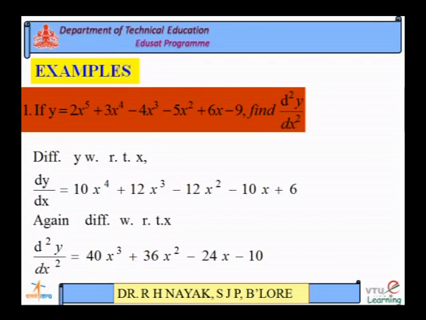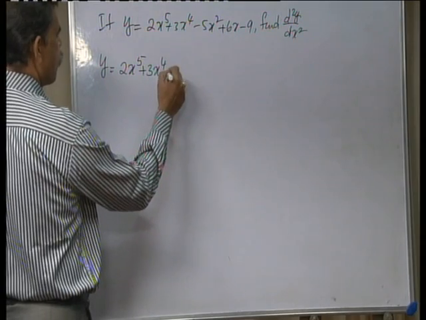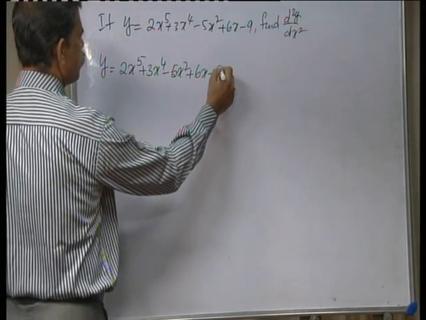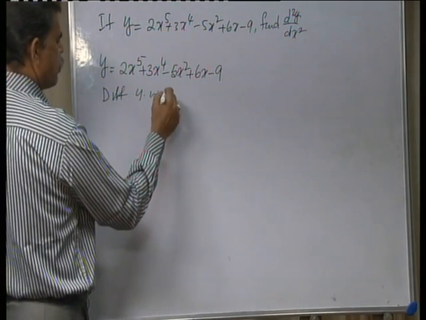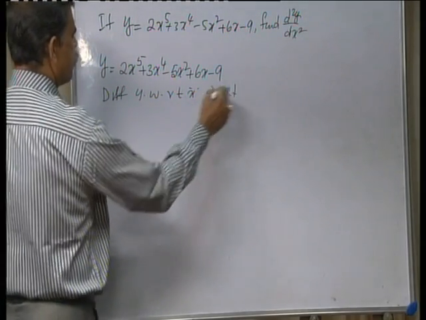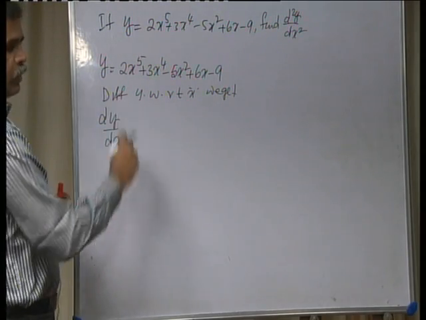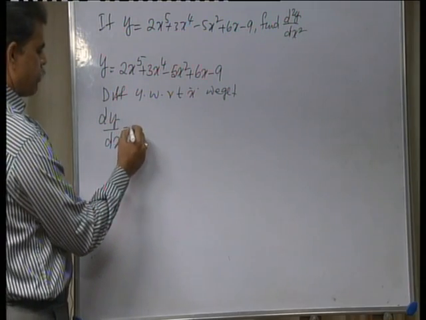Find d square y by dx square. What is given? y is equal to 2x to the power of 5 plus 3x to the power of 4 minus 5x square plus 6x minus 9. Differentiate y with respect to x. What we get? We get dy by dx, that is the first order differentiation.